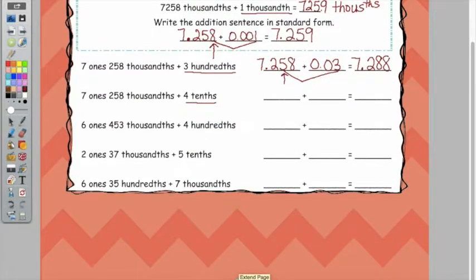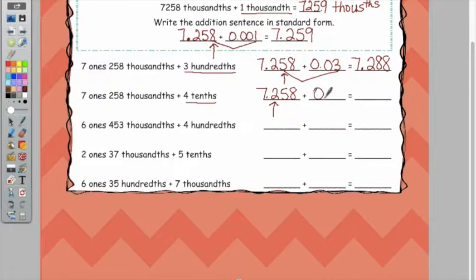So 7 and 258 thousandths. What am I adding this time? 410. So draw an arrow to what place value? The tenths. Right? The tenths. See, they're trying to confuse you. That's why we need a little strategy.